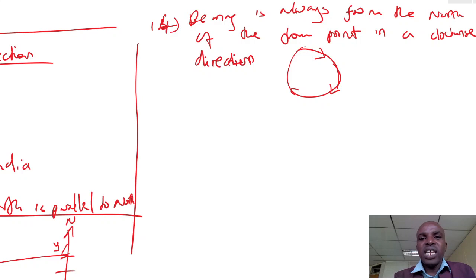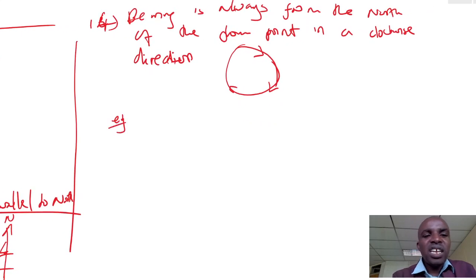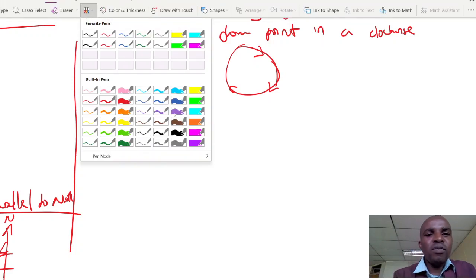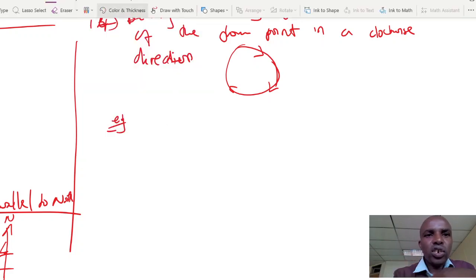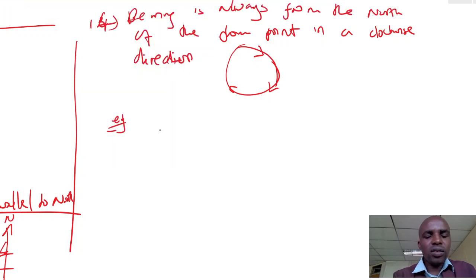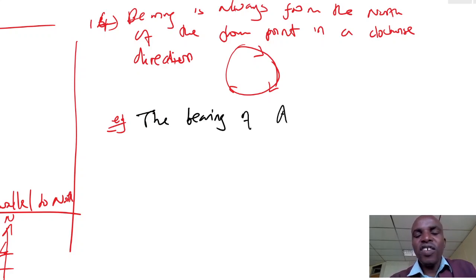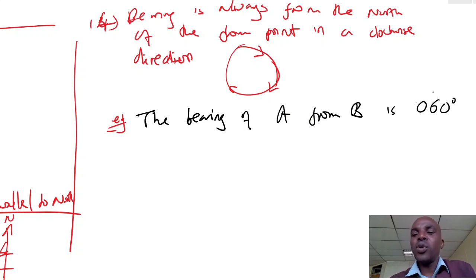Right. Then from this, let me give some examples. Let's say the bearing of A from B is 60 degrees. Take note, it's called the 3-figure bearing. I have to put a 0 before 6 so that there are always 3 digits. So in this case, you can check: is the bearing of A from B?